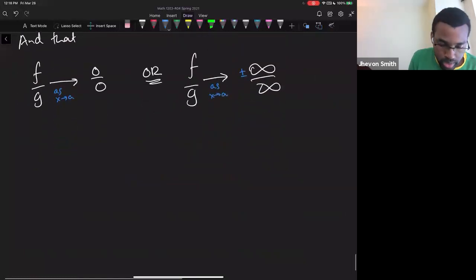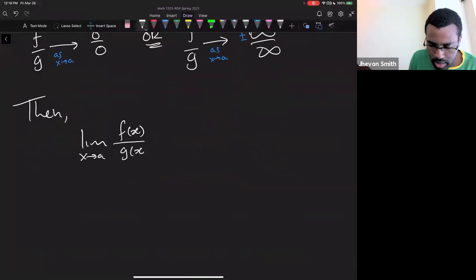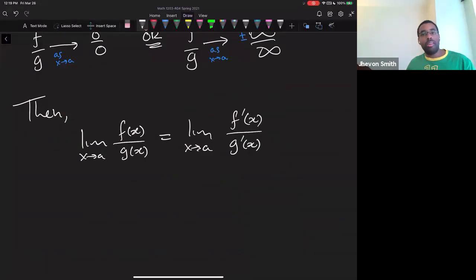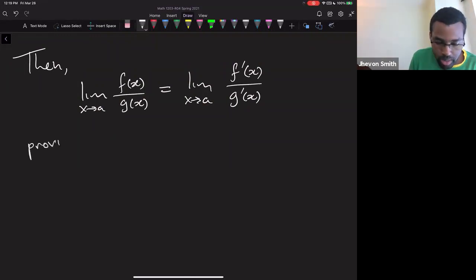Then here's what L'Hôpital's Rule says. The limit as x approaches a of f of x over g of x will be equal to the limit as x approaches a of f prime of x divided by g prime of x. You can literally differentiate the top and the bottom and take that limit, and you would actually get the answer for the original limit, provided both limits exist.